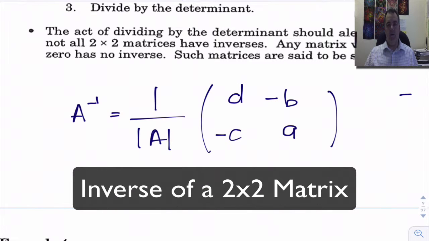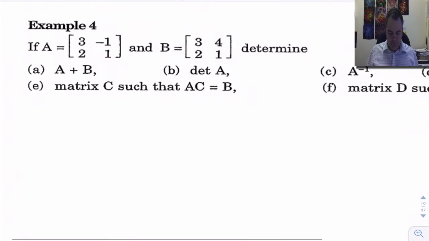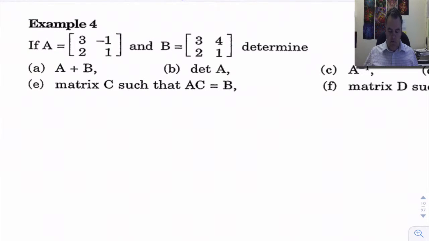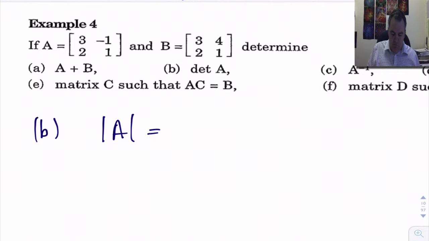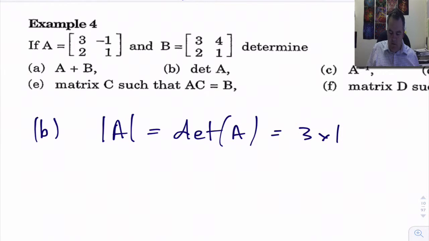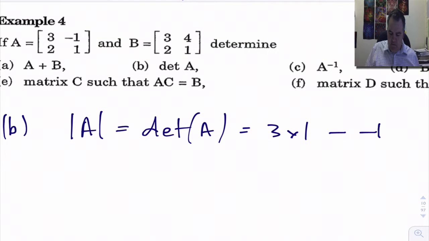Let's do some work on this. Okay, so example 4 here, A plus B, well that's dead easy, I'm not going to do that, we did that in the last video. The determinant of A, I'll use these modulus signs. We sometimes write it like this, det A. So in this case, it's 3 times 1 minus negative 1 times 2. The difference between the product of the diagonals. So in this case, 3 plus 2 is 5. So the determinant of this matrix is 5.